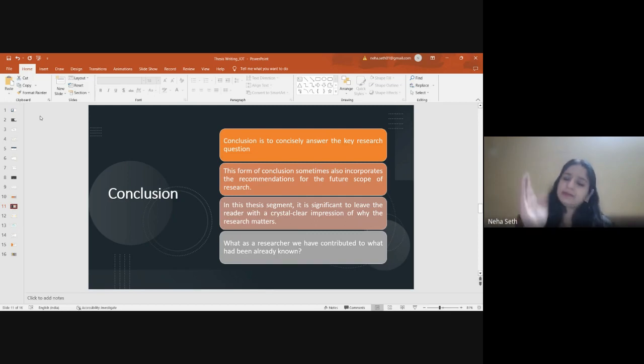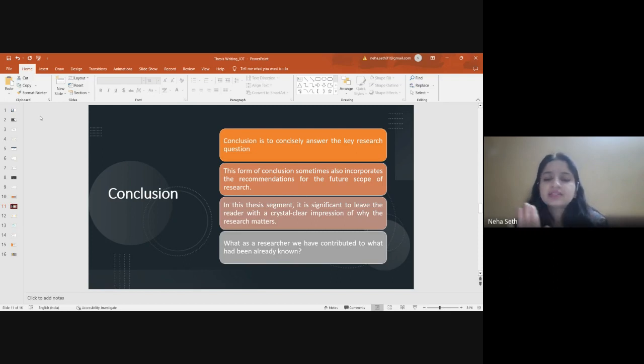So in this chapter, we have given the conclusion. We have given the answers to the research questions. This opens up the doors for the future scope of research as well. So here in this chapter, we can also mention that this is what we have done and this can be done in future.